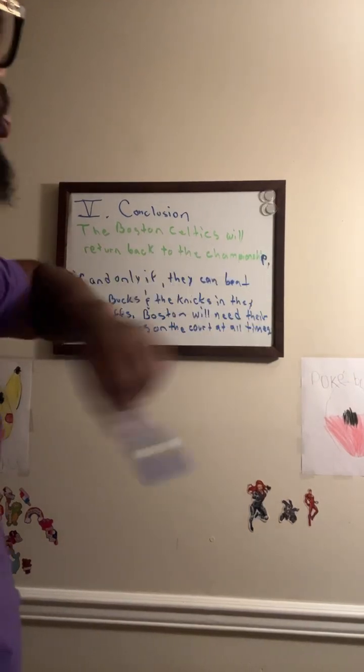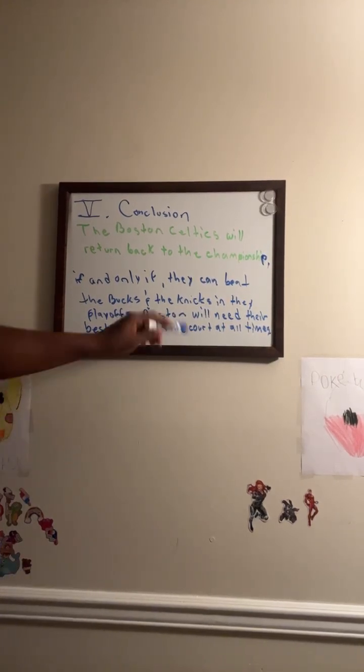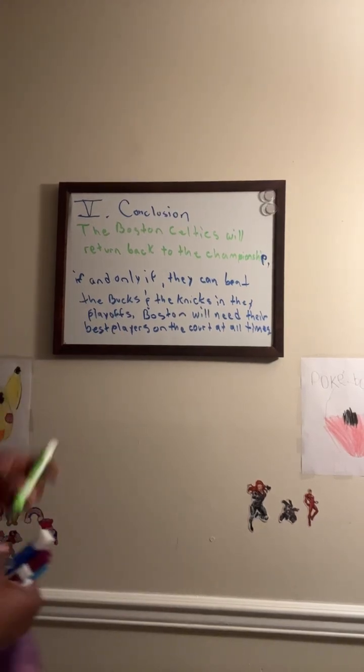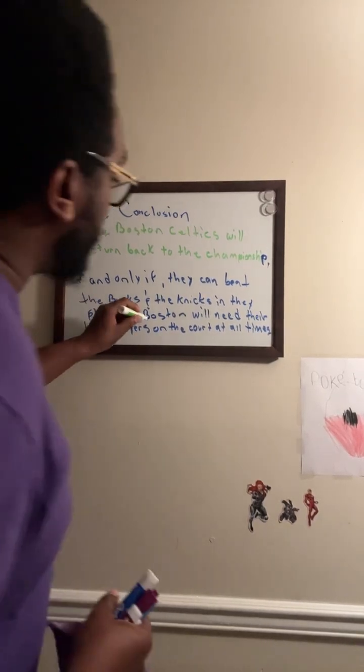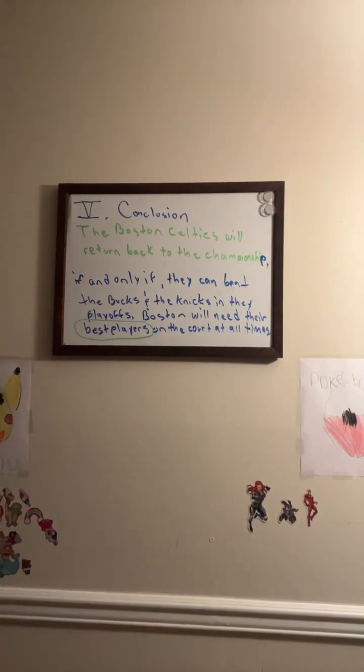The Boston Celtics will return back to the championship if and only if they can beat the Bucks and the Knicks in the playoffs. Boston would need their best players on the court. So I found another way without saying Tatum and Jaylen Brown, because they also have Marcus Smart. They got some other players too. All right, on the court at all times.